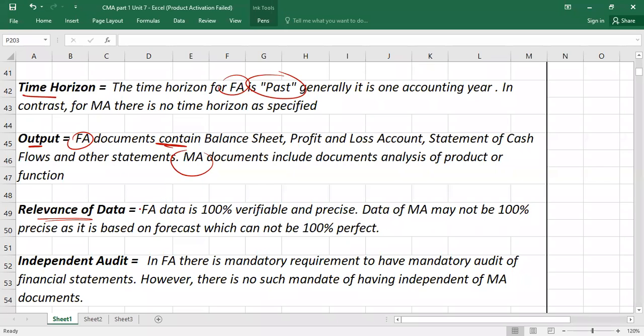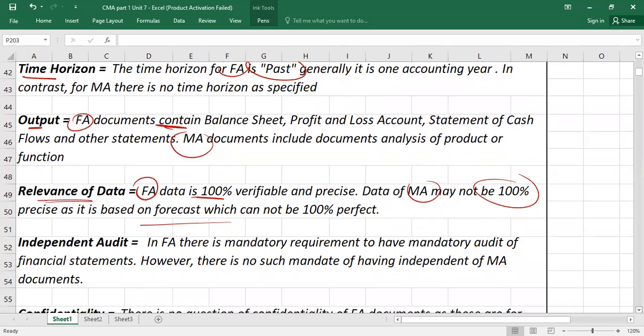Whatever data you include under financial accounting, mostly it is 100% verifiable because you don't record the transaction without source documents, right or wrong? So mostly the data is actual based. But under management accounting, sometimes data is not 100% verifiable. The reason is that when you prepare the budget, your data might be based on certain assumptions, right or wrong?